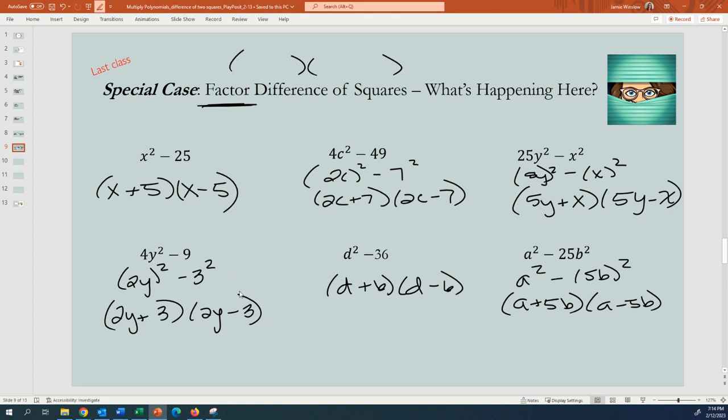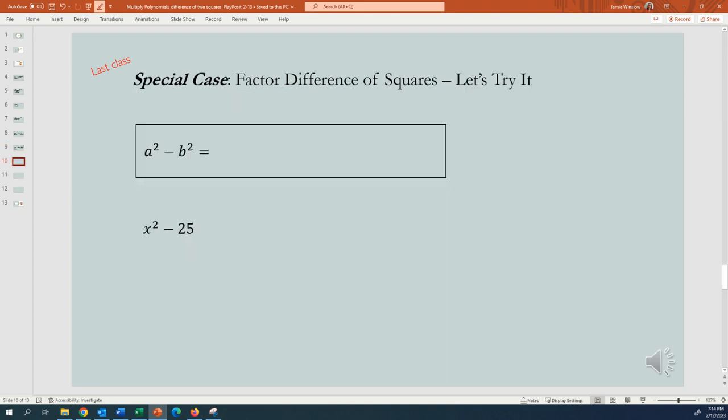Maybe you're wondering, how in the world did she do that so fast? And you can do it the same. And I'm going to show you. Because the difference of two squares is very special. It has a special formula.